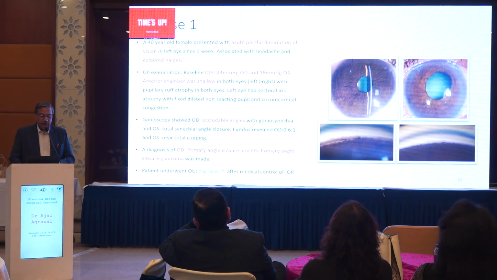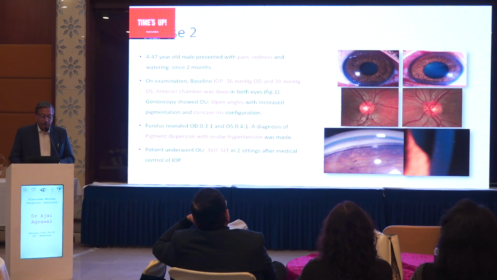So this is a first case where you have a 40-year-old female with acute painful diminution of vision, colored halos, IOPs high at 24 and 38 with shallow ACs, a diagnosis of primary angle closure in the right eye and PACG in the left eye, and this is a typical patient who needs a laser iridotomy. Then you have another patient with pigmentary dispersion or ocular hypertension, and these patients are good candidates for doing an SLT, and this can be done as the primary procedure as well.